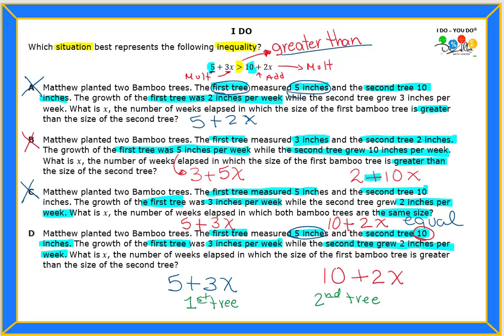Now if you look at the last part of the problem, it says, what is x? The number of weeks elapsed in which the size of the first bamboo tree is greater than the size of the second one. So if I want the first tree to be greater than the second one, then this one gets 2 cookies and this one gets only 1. And that's the symbol that I will need to use, right? And if you look at the inequality given to me, that's exactly what I got, right? So the answer for this is letter D. Very good.